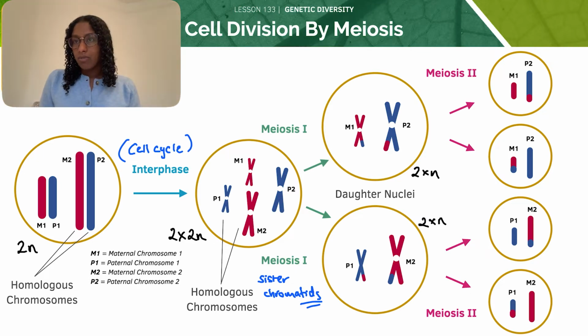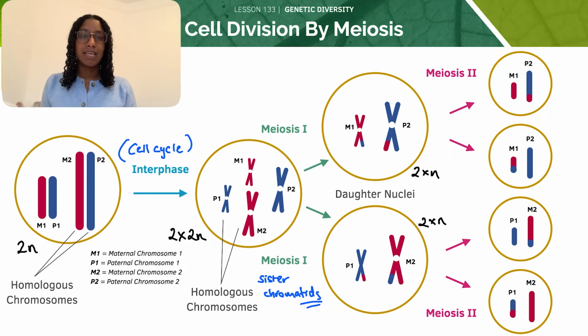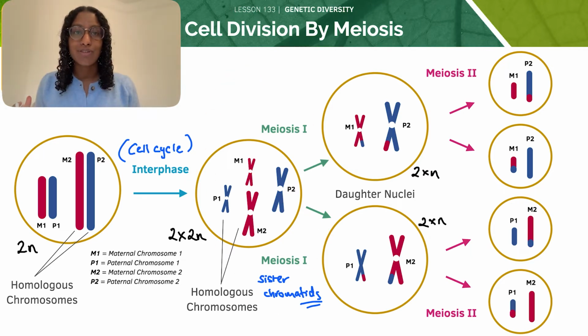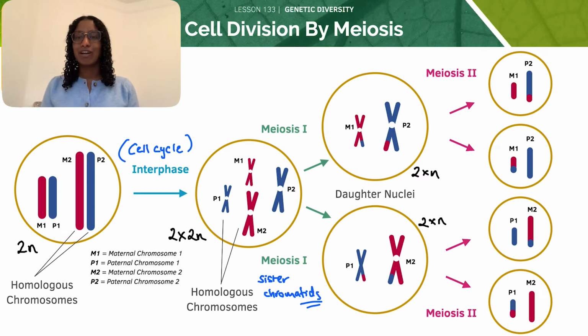So, for example, let's look at P2 here. You can see that this sister chromatid of P2 has gone to this nuclei, and this sister chromatid of P2 has gone to this nuclei. So Meiosis II is where sister chromatids from each chromosome are separated. So we had interphase, where we had the duplication of our DNA. We had Meiosis I, where homologous chromosomes are separated. And then we had Meiosis II, where sister chromatids from each chromosome are separated.